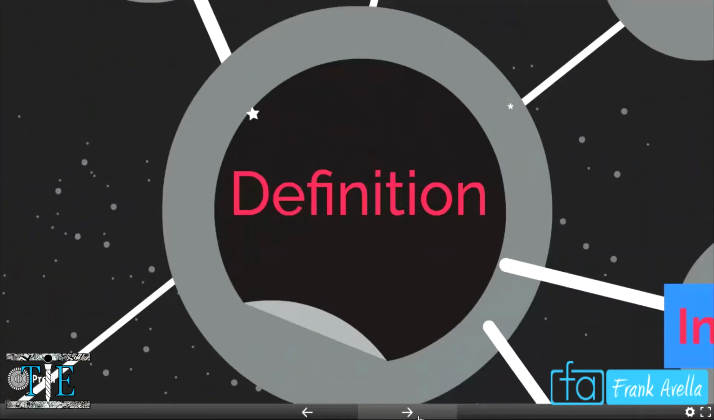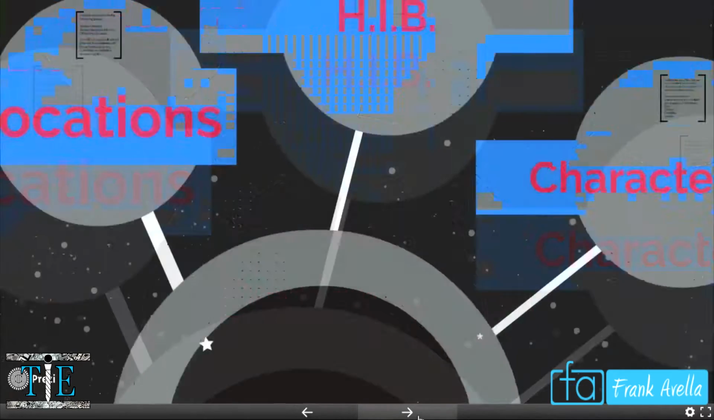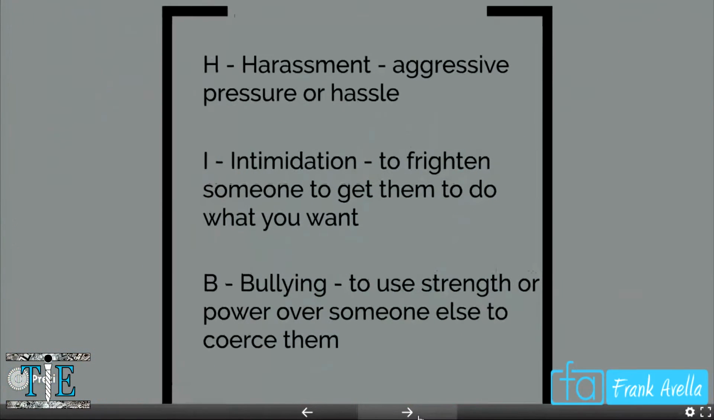And we begin with the definition of HIB. The H stands for harassment, basically aggressive behavior or hassling someone. The I stands for intimidation, which means to frighten. And lastly, bullying, which is to use strength or power over someone to coerce them. And the key point there is power, because as we go through this, you're going to realize that bullying is based on an imbalance of power.